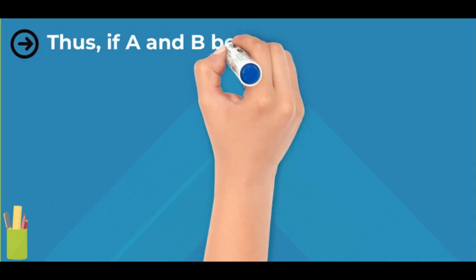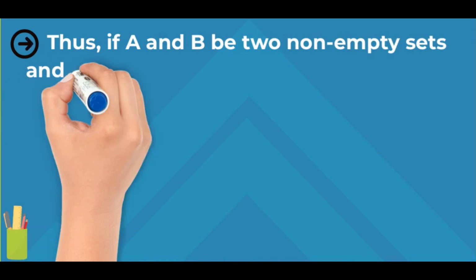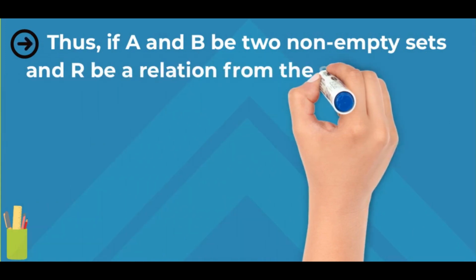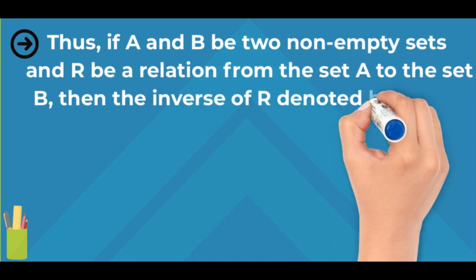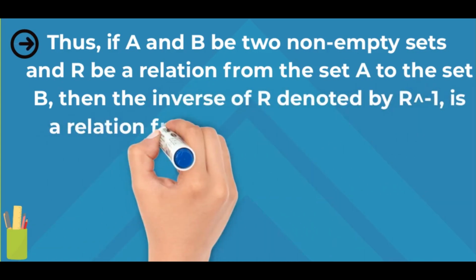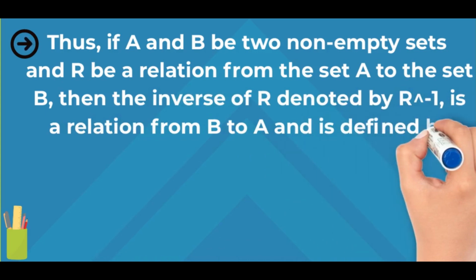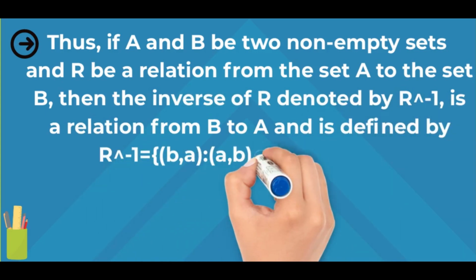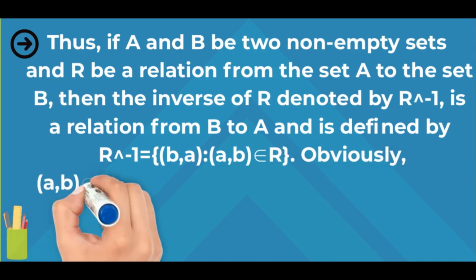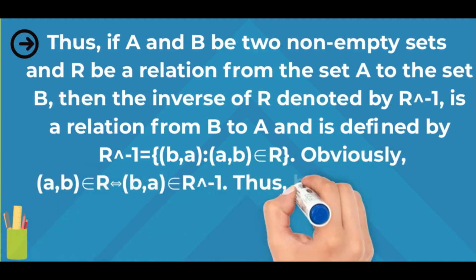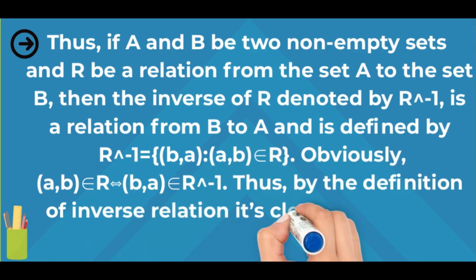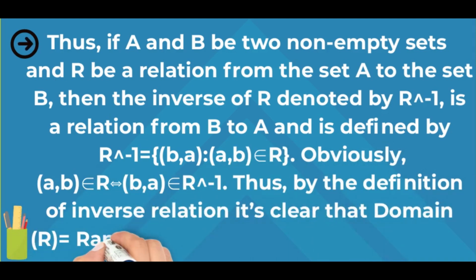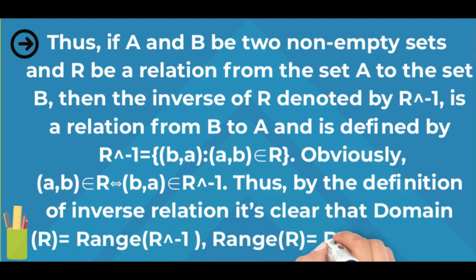Thus, if A and B are two non-empty sets and R is a relation from the set A to the set B, then the inverse of R, denoted by R raised to the power -1, is a relation from B to A and is defined by a set containing ordered pair elements (b, a) such that (a, b) belongs to R. Obviously, (a, b) belongs to R if and only if (b, a) belongs to R inverse. Thus by the definition of R inverse it's clear that domain of R is equal to range of R inverse and range of R is equal to domain of R inverse.